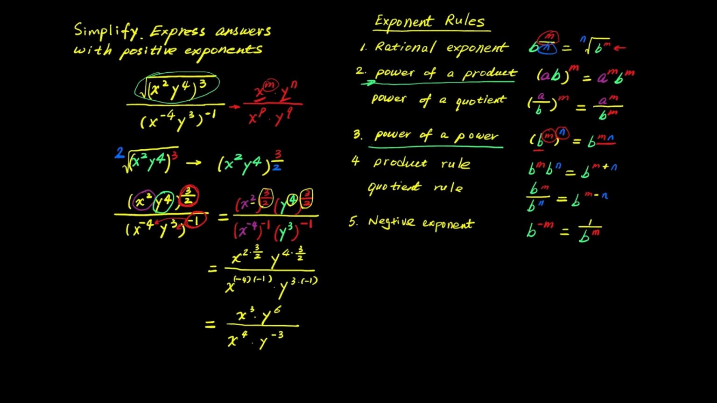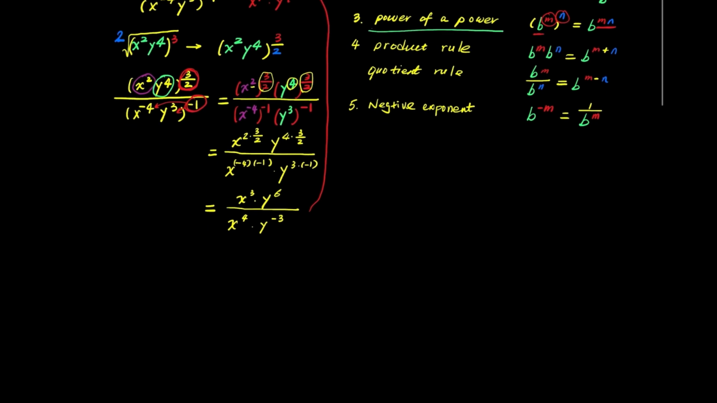Now you see we have successfully separated each component with its own power. So we have transformed it into our desired form. To be clear, I can write it as x to the power of 3 divided by x to the power of 4 times y to the power of 6 divided by y to the power of minus 3. At this point, we can bring in our product rule and quotient rule, which allow us to combine the two factors with the same base into a single factor.